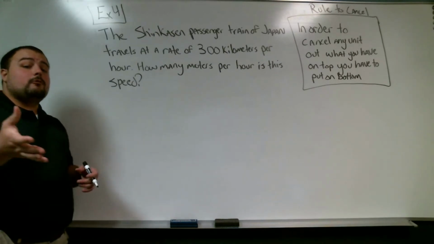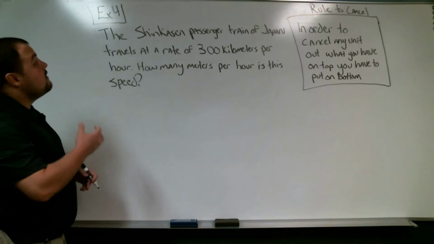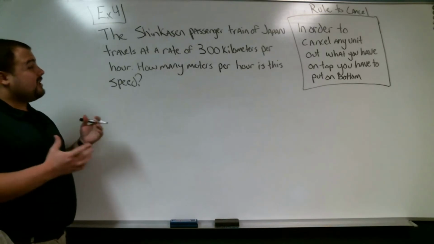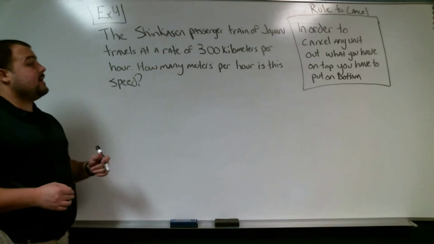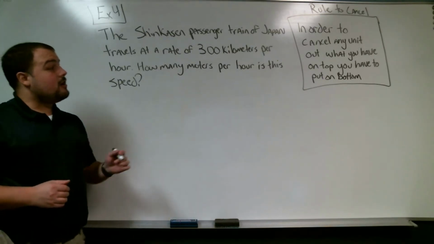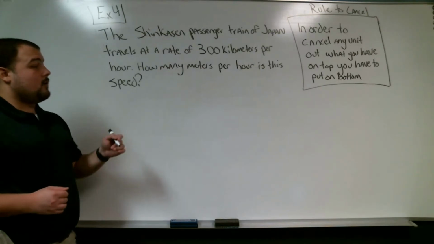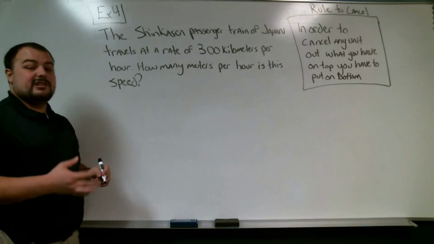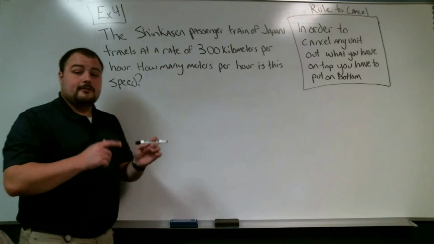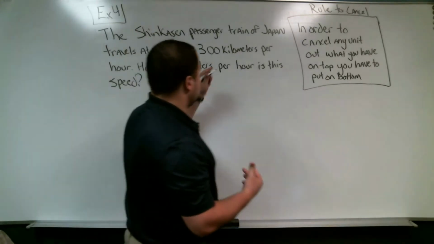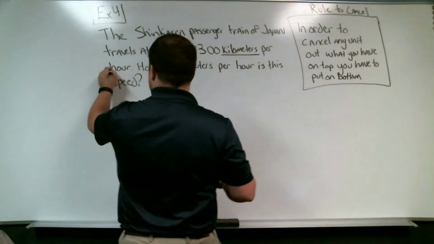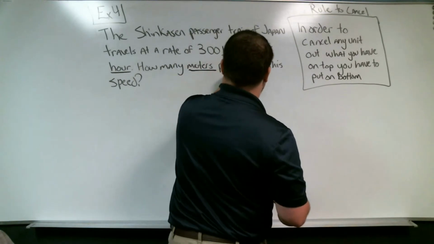We're on to example 4. We're moving at a good speed. Example 4. The Shinkansen passenger train of Japan travels at a rate of 300 kilometers per hour. How many meters per hour is the speed? So I'm going to underline the units of measurement in the problem. This helps me out. Kilometers per hour. How many meters per hour is this?